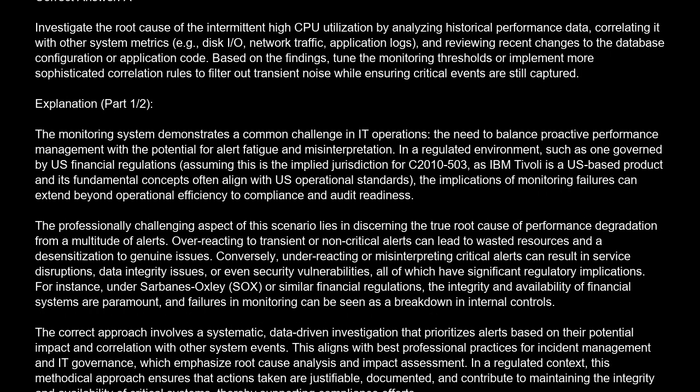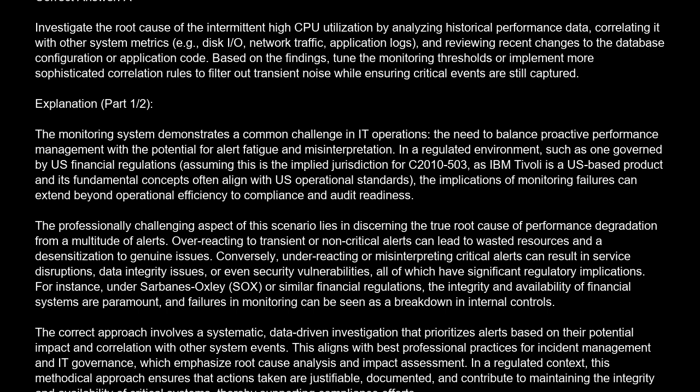The correct answer is A. Investigate the root cause of the intermittent high CPU utilization by analyzing historical performance data, correlating it with other system metrics, e.g., disk I/O, network traffic, application logs, and reviewing recent changes to the database configuration or application code. Based on the findings, tune the monitoring thresholds or implement more sophisticated correlation rules to filter out transient noise while ensuring critical events are still captured.